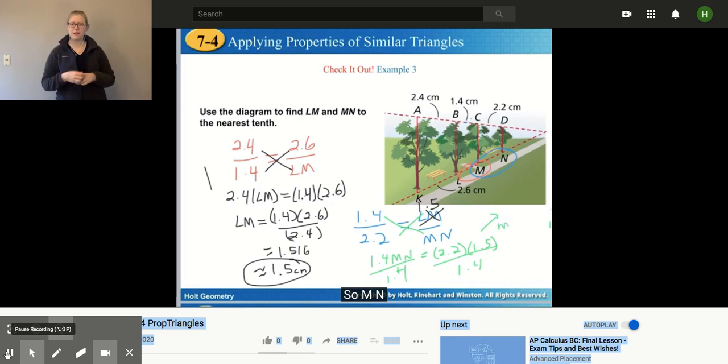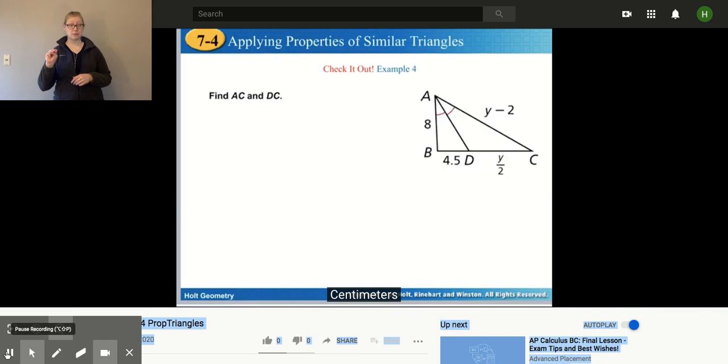So MN equals 2.4 centimeters. So the last problem, number 4, is the triangle angle bisector theorem. That's what we're going to use.